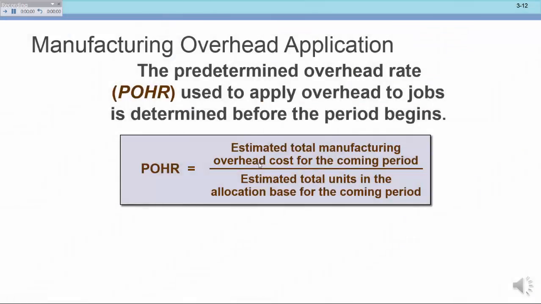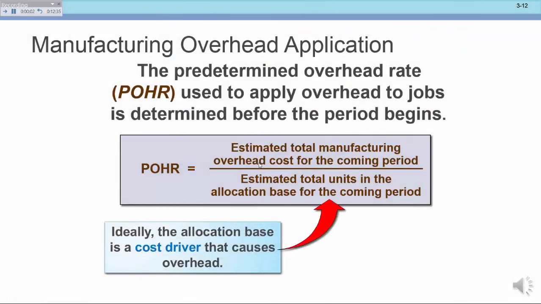I just want to take a look at this slide talking about predetermined manufacturing overhead rate. And remember, we said that when we come up with the predetermined manufacturing overhead rate, we are going to come up with our estimated total manufacturing overhead for the period and divide that by our total estimated units that we're going to produce.